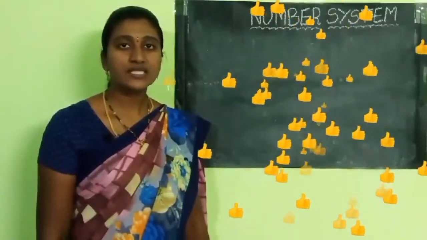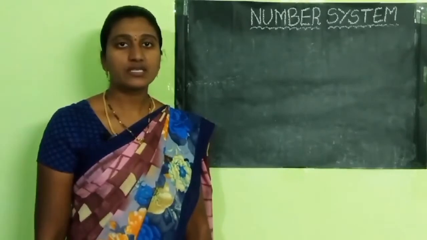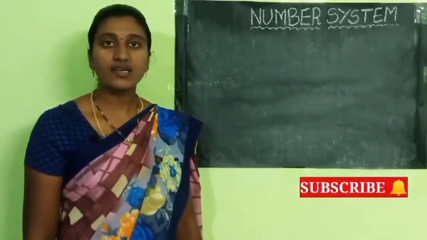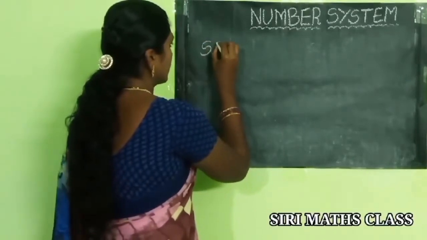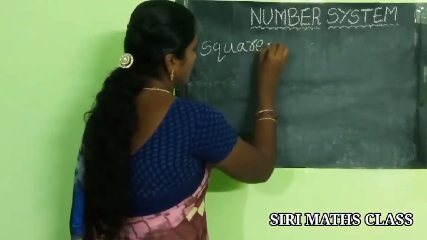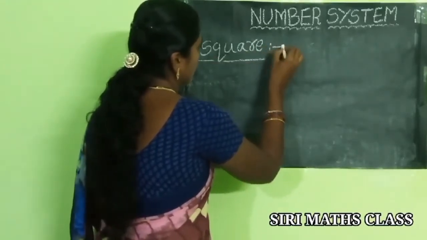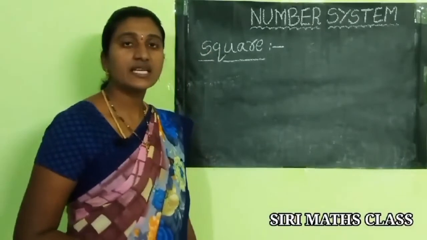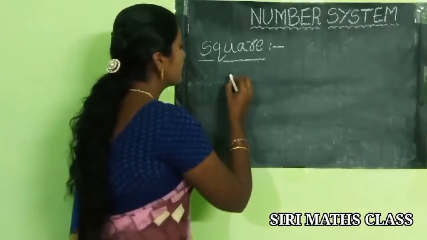Today in this number system chapter, I will explain two topics, square and perfect square. Okay, first of all we can learn about square. What is a square? The square is a number, it is the product of itself.